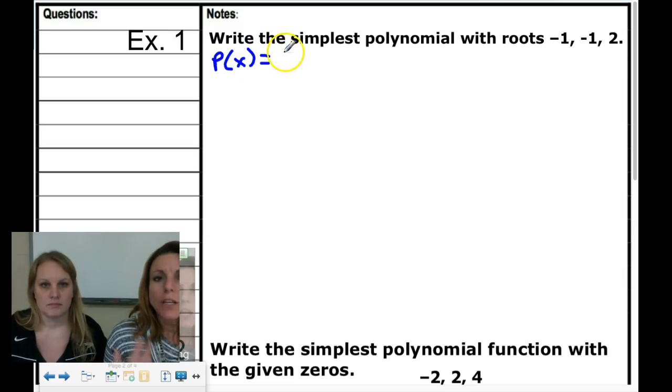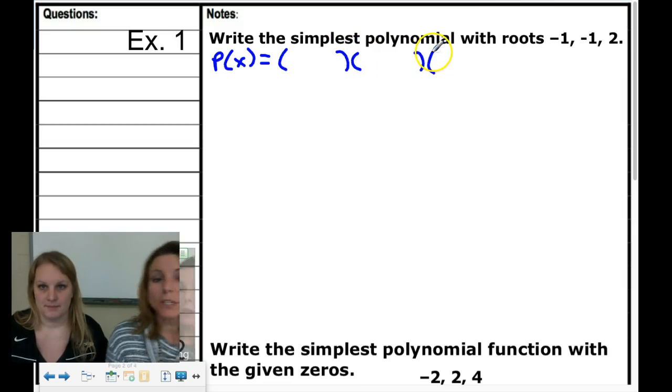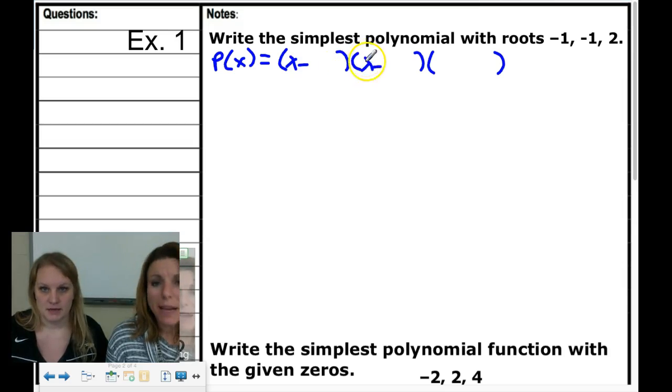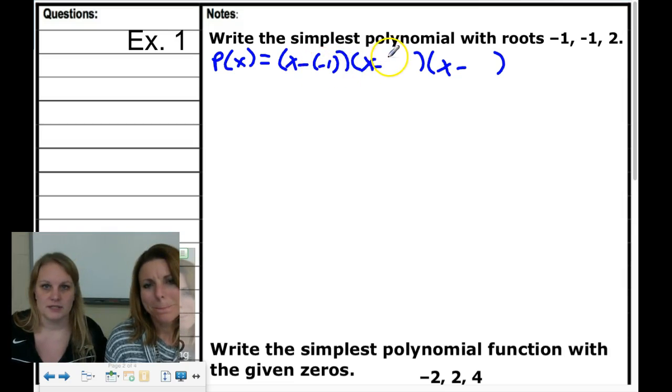That equals, now remember, we're kind of going backwards. Right. So we are going to write these roots as factors. Whenever we do that, and this time we have 3 of them, we have to have 3 factors. So we have to take X minus something, X minus something, and X minus something. Okay. So that something is the root. So we just plug it in our parentheses here.